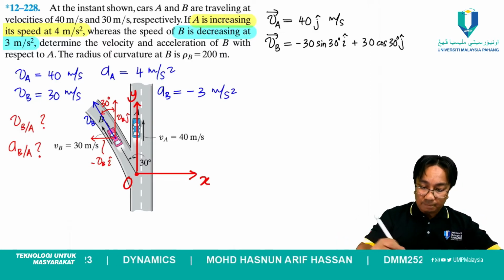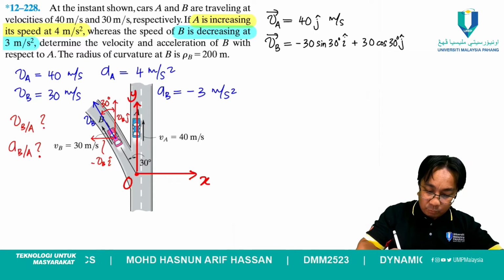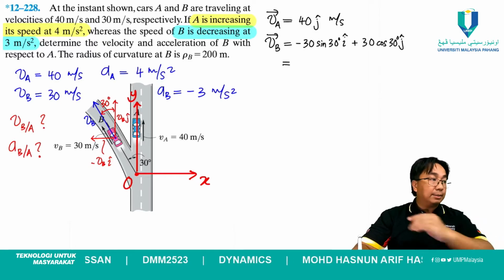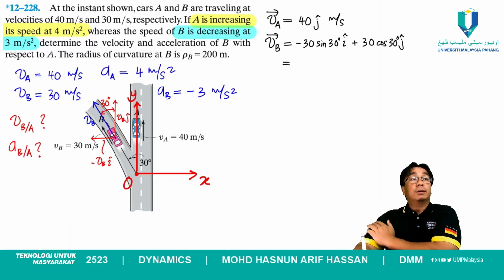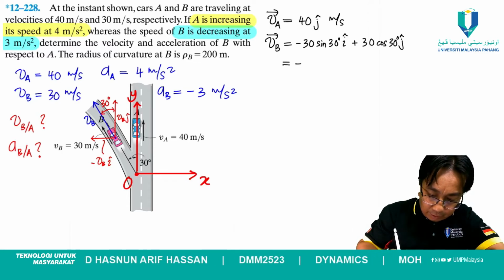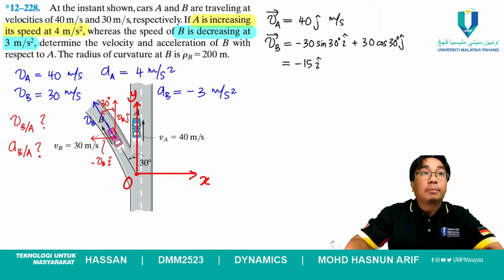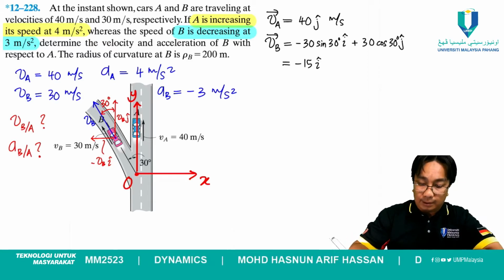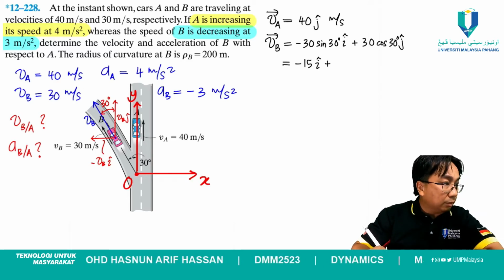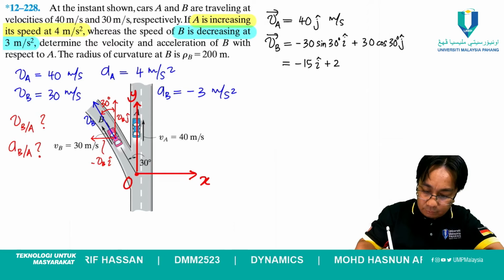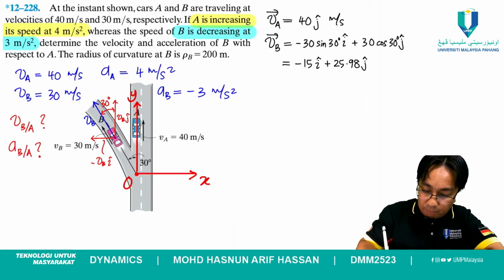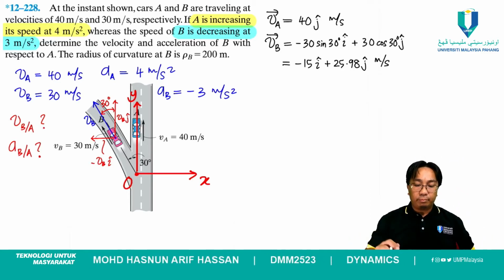Okay. So what do you get for VB? 30 minus 30 sine 30 will be minus 15, right? Minus 15i, and then 30 cos 30 will be plus 25.98 J. The unit will be meter per second. Okay.